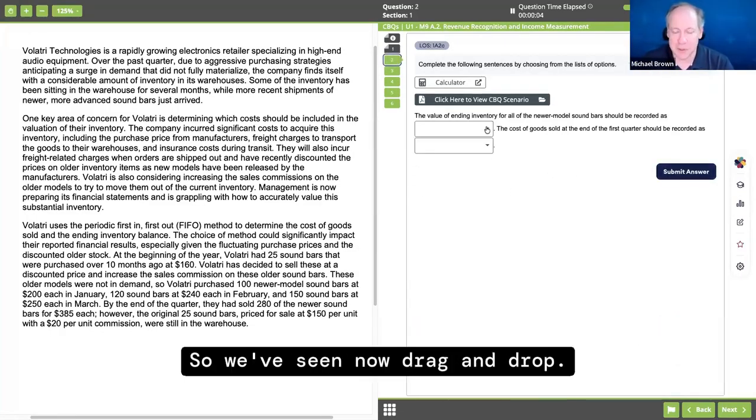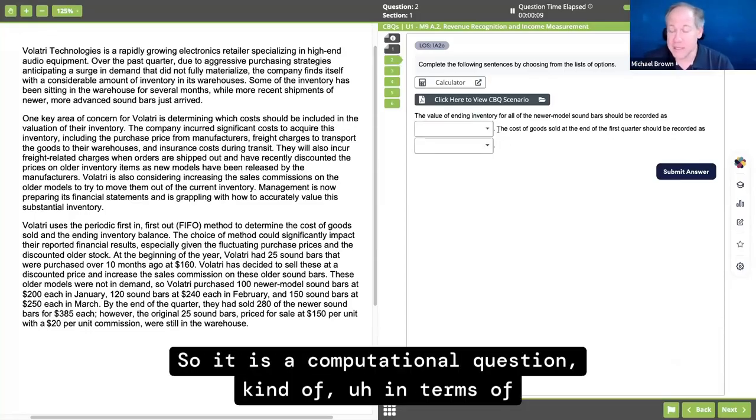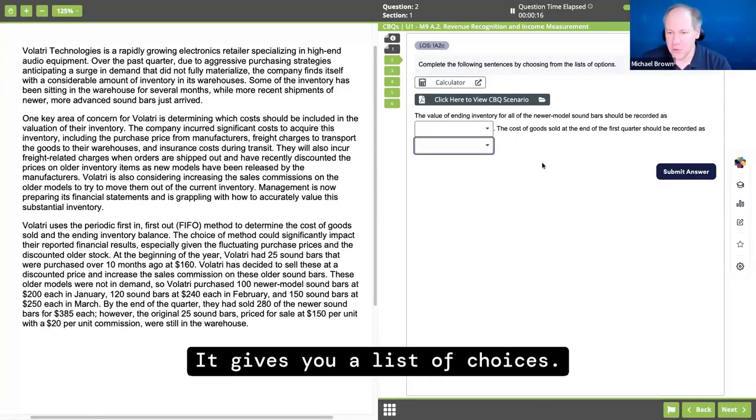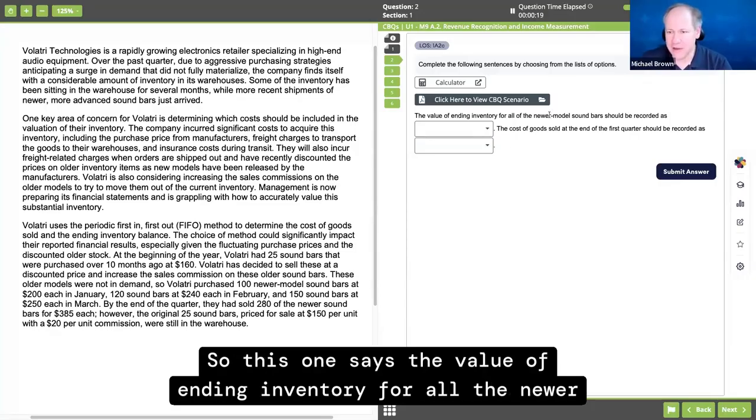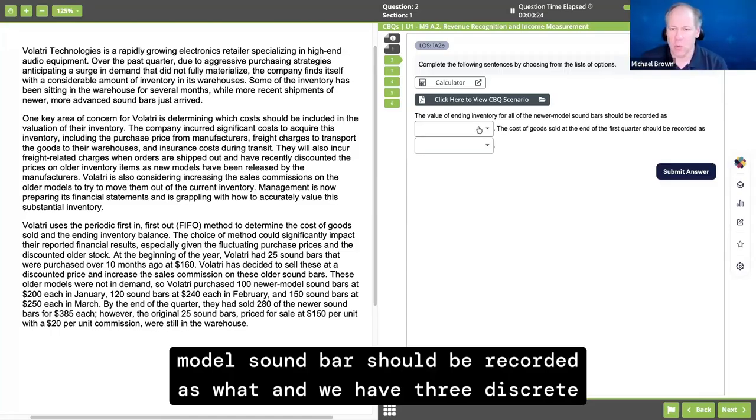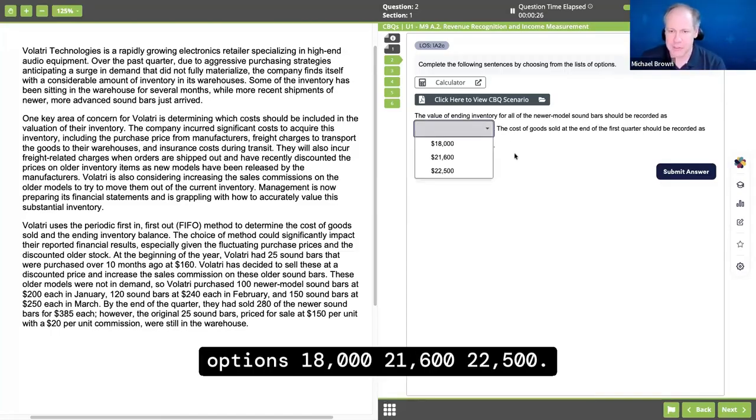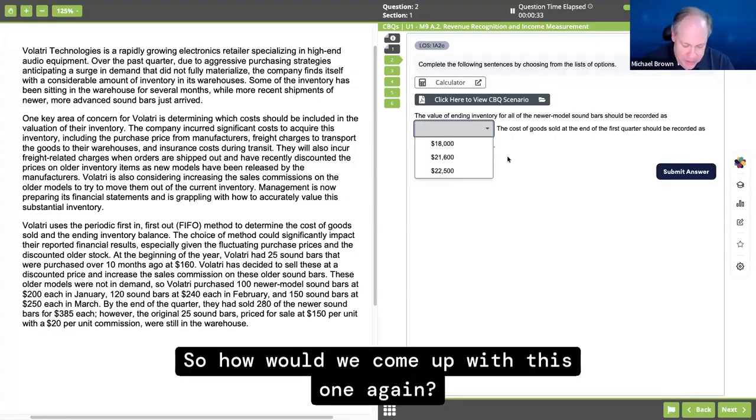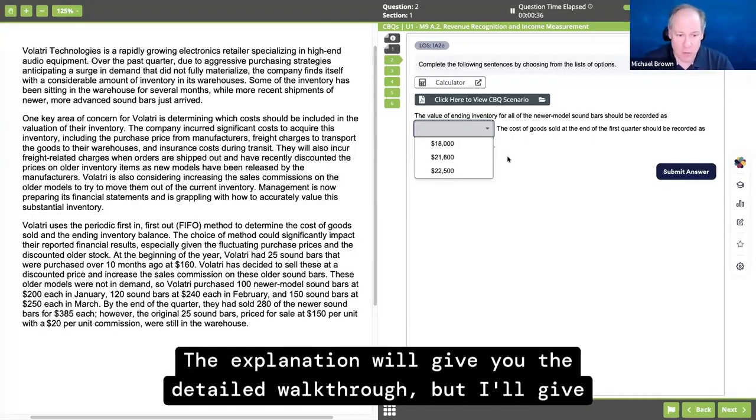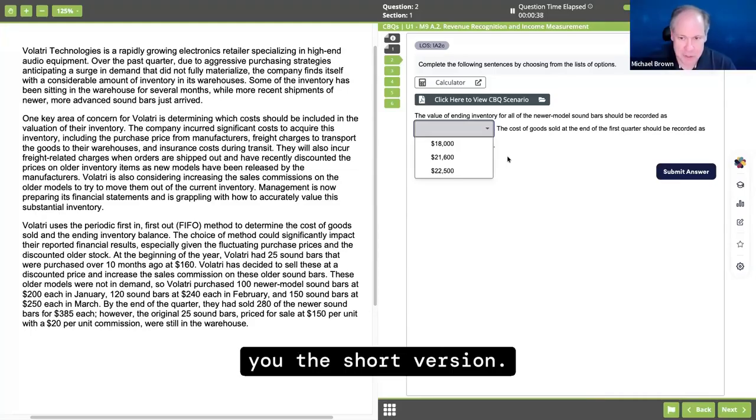So here's another example. So we've seen now drag and drop. Next one is drop down menu. So it is a computational question, kind of, in terms of it gives you a list of choices. So this one says the value of ending inventory for all the newer model soundbars should be recorded as what? And we have three discrete options: 18,000, 21,600, 22,500. So how would we come up with this one? Again, the explanation will give you the detailed walkthrough, but I'll give you the short version.